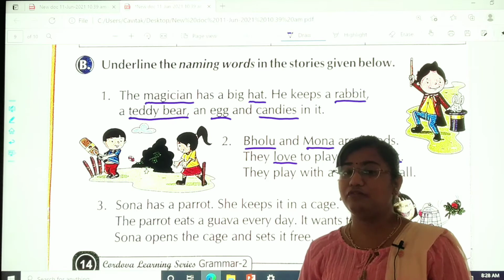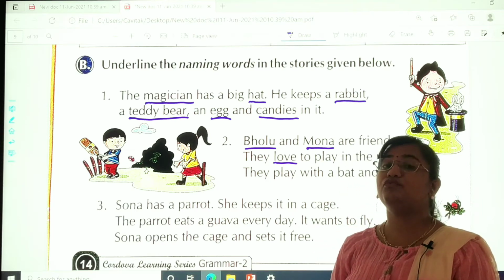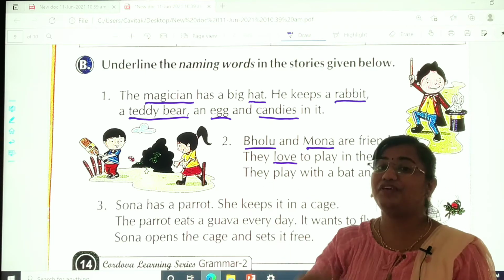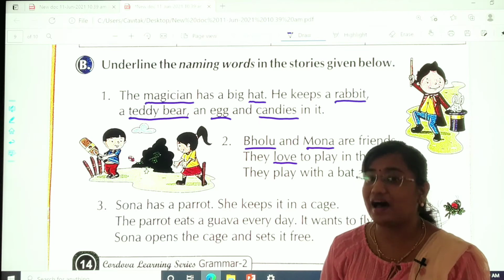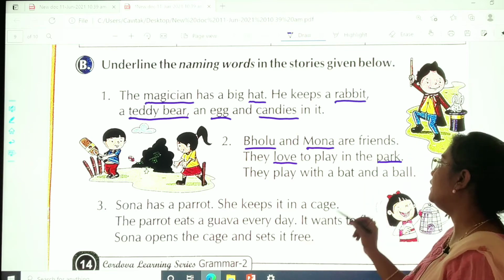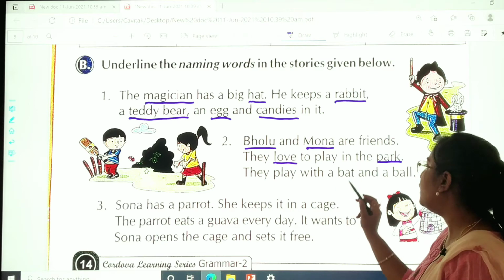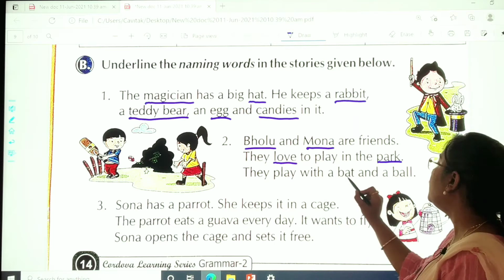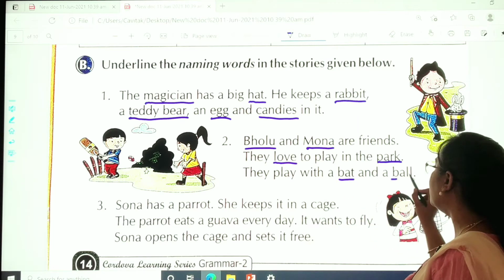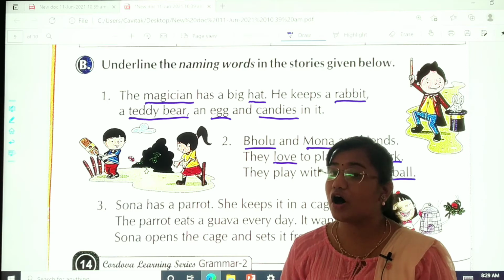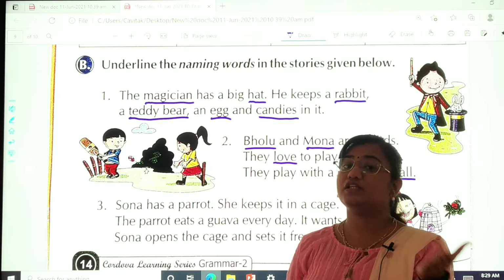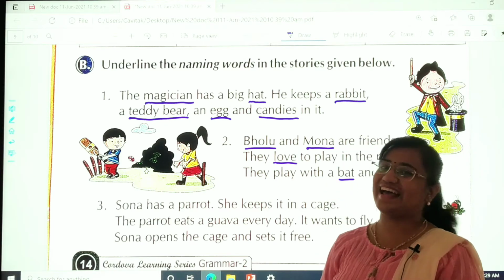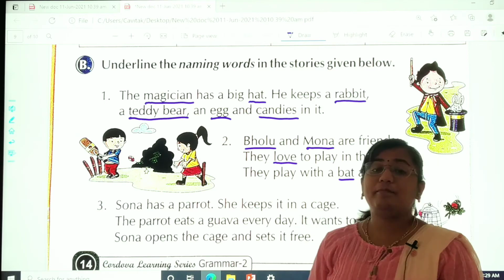Why love is a naming word? Love is a naming word because it is a thought, it is a feeling, it is an idea. Right, dear children? Then, they play with a bat and a ball. So, over here, bat and ball are the naming words of things, right? So, these two also come under the category of naming words, right?